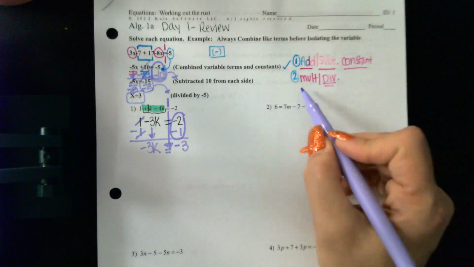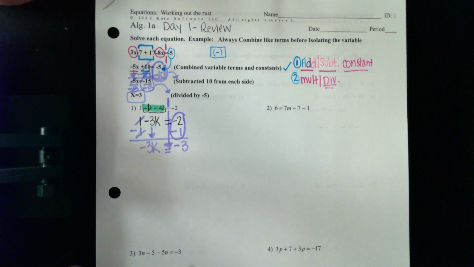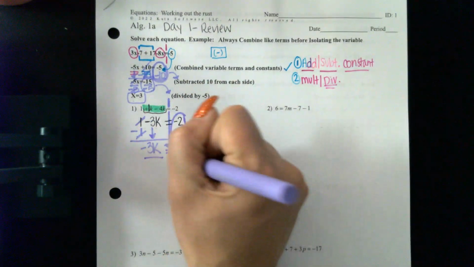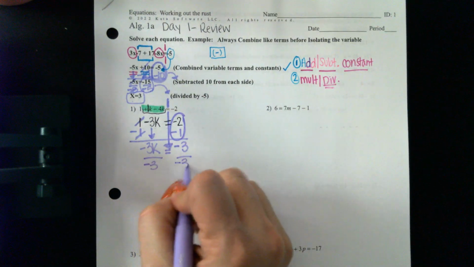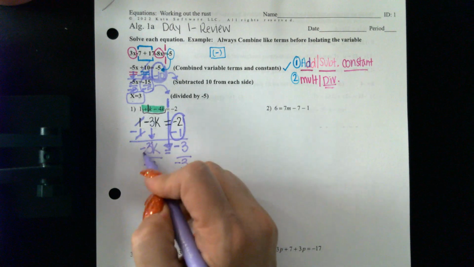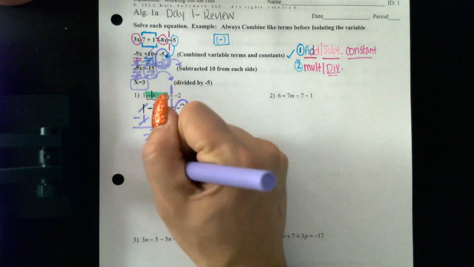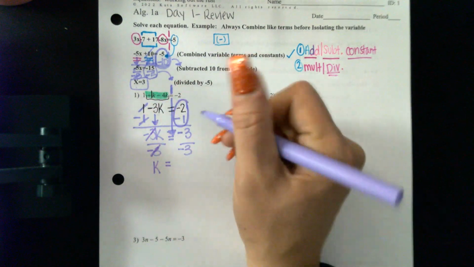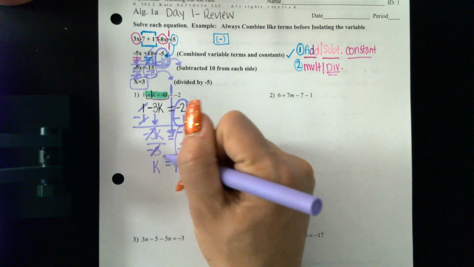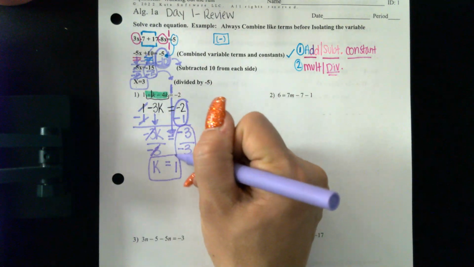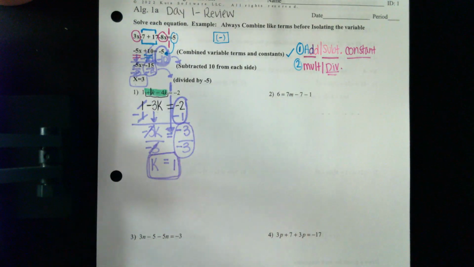Then our last step is either multiply or divide. If these two are side by side, what are we doing? We're dividing. And what number are we dividing by? We are dividing by -3 because that's the number attached to k. And we need the k to be by itself, which now it is. What's anything divided by itself? 1. Okay, so k equals positive 1.